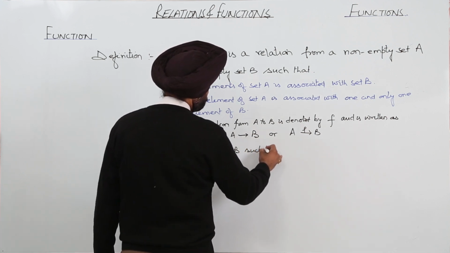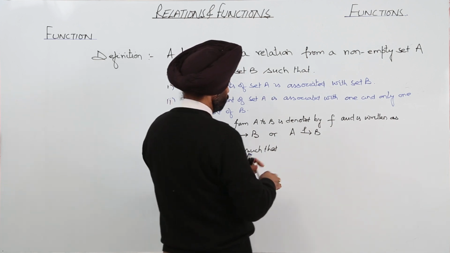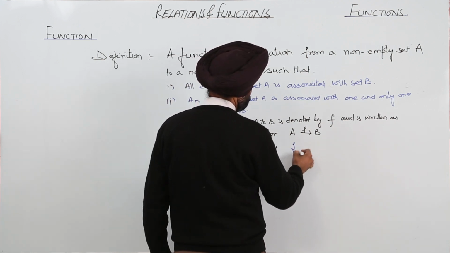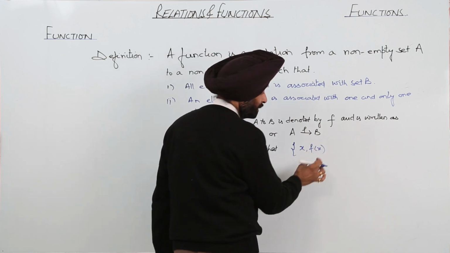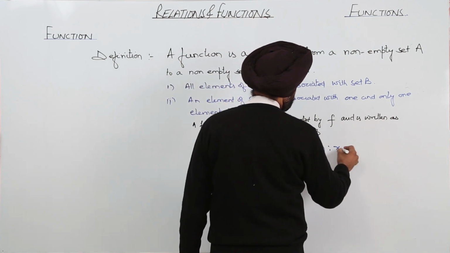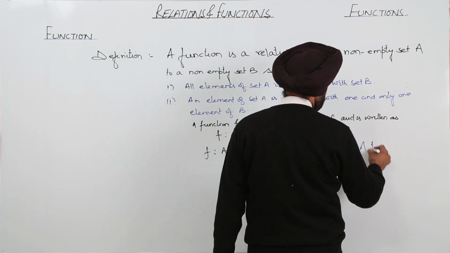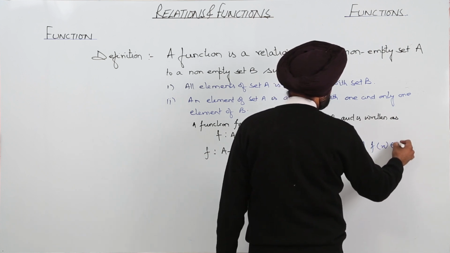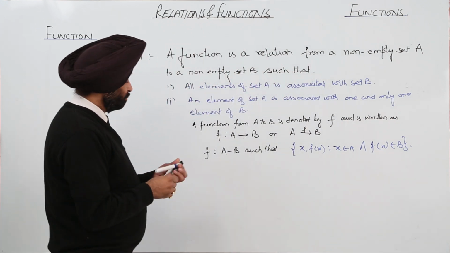such that, now this is the ordered pair, first one, second one, okay, x, f(x) such that x belongs to A and f(x) belongs to B. Okay. Now let me give you a very simple example.